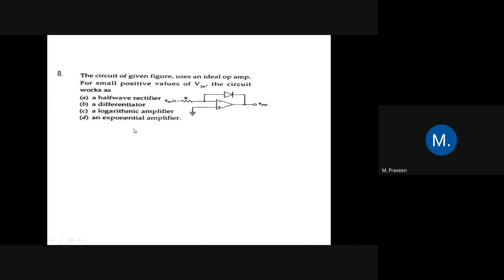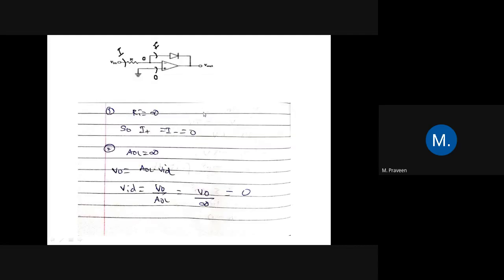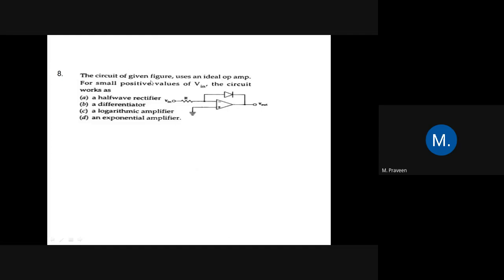Actually, the answer for the question is that it is a logarithmic amplifier. If you do not know that, you can derive the answer. It is clearly given that it is an ideal op-amp. Ideal op-amp means the voltage at this node and this node is going to be the same. Here it is 0, so here also it is going to be 0. So V plus and V minus are both going to be 0 here.